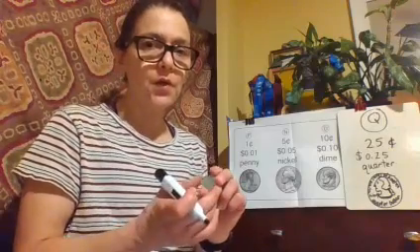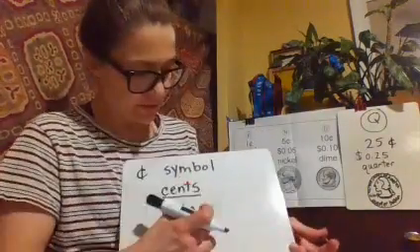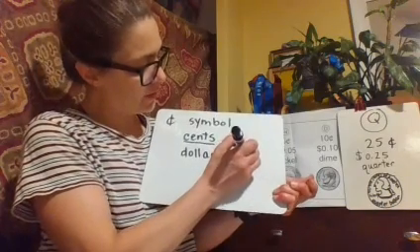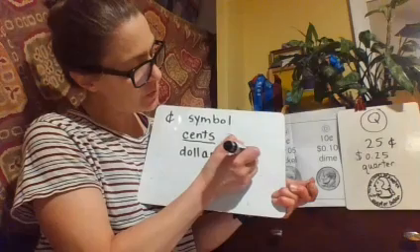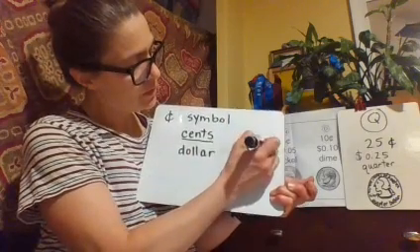And they call it a quarter because it's worth a quarter of a dollar. So 25 cents is a quarter of a dollar. And if you have your whole right here and you make 4 quarters, this is what the worth of the 25 cents is.